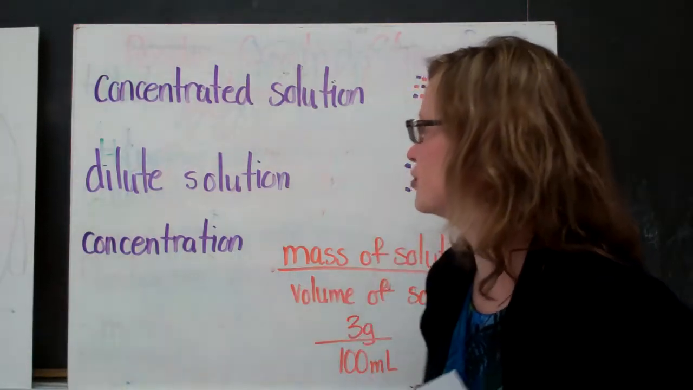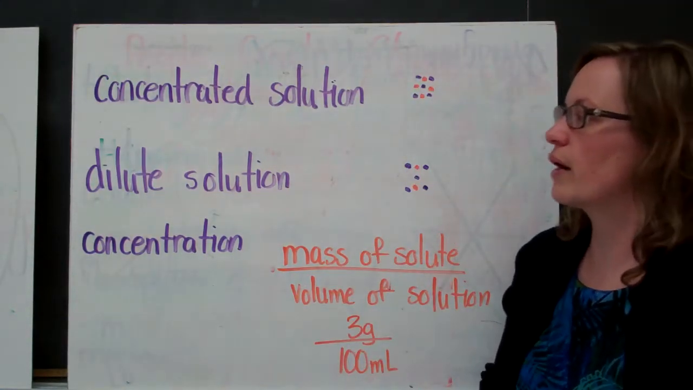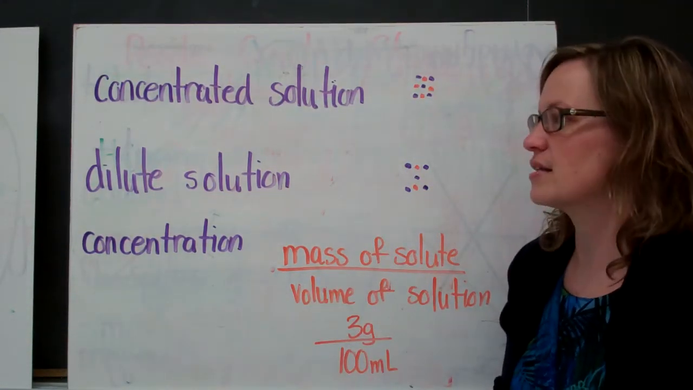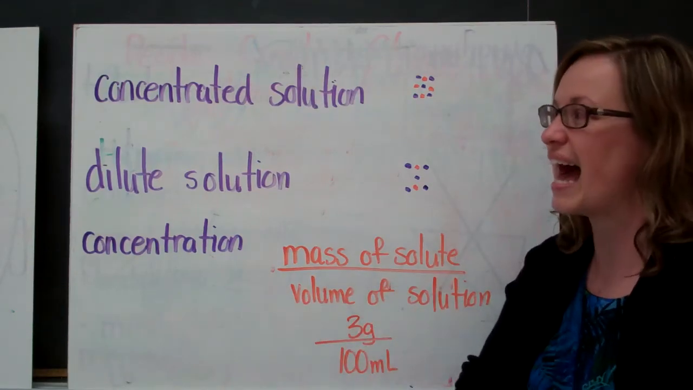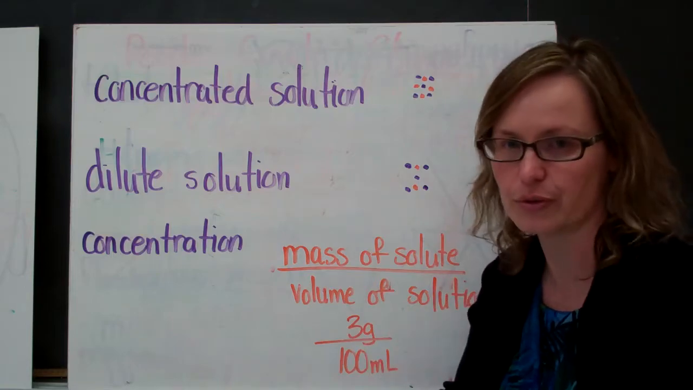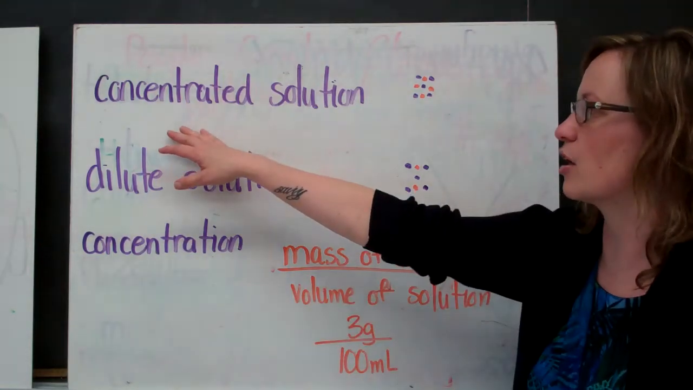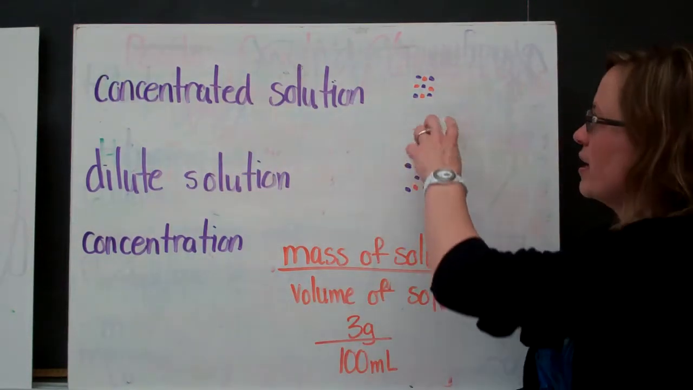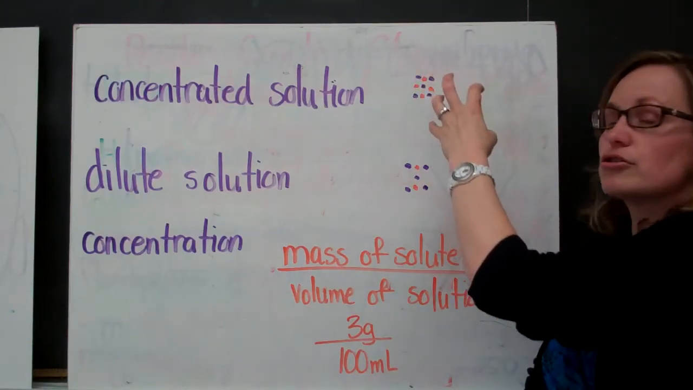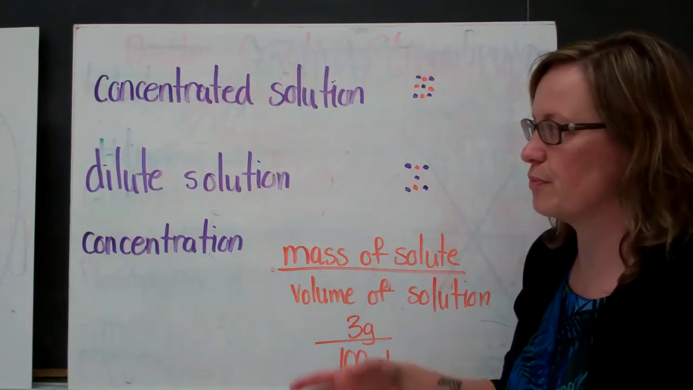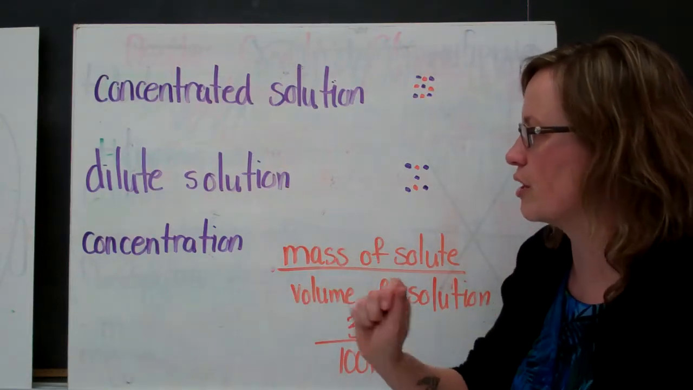The next is a concentrated solution. When we are adding solutes to solvents, there are different levels of concentration. When we add a high level of solute to a solvent, it's a concentrated solution. I illustrated it here. You have the solvent and the solute, and the particles are pretty equal. So there's a lot of solute that's been added.